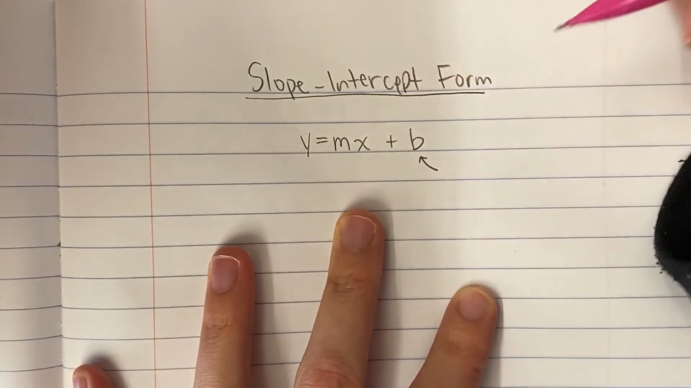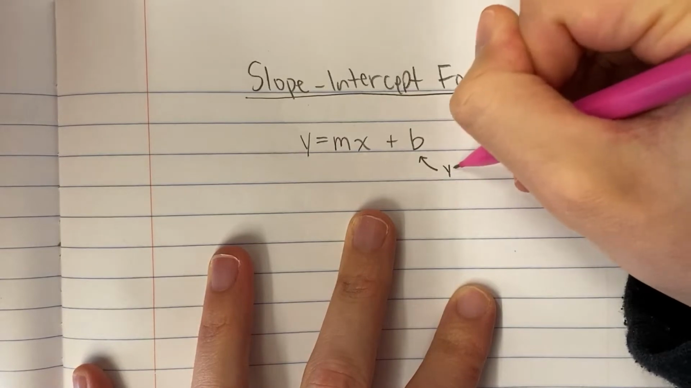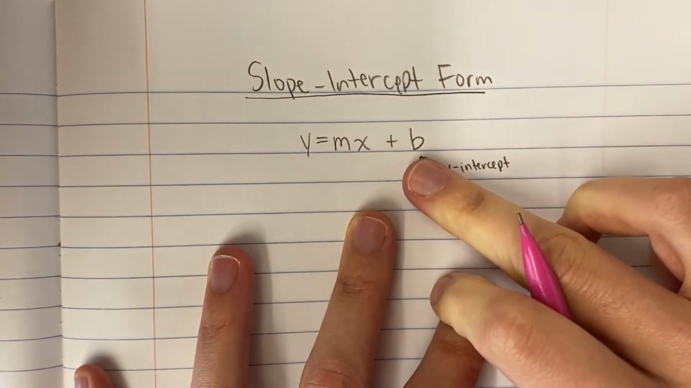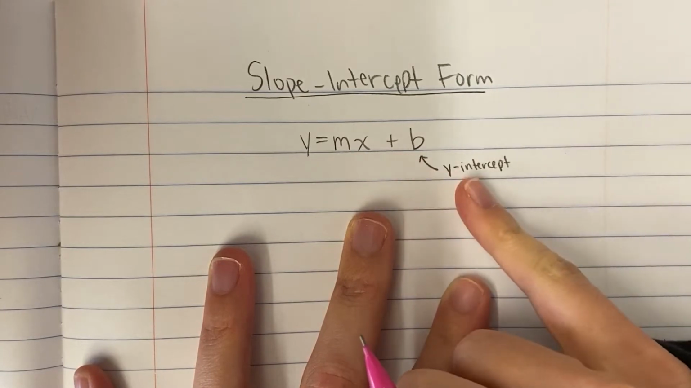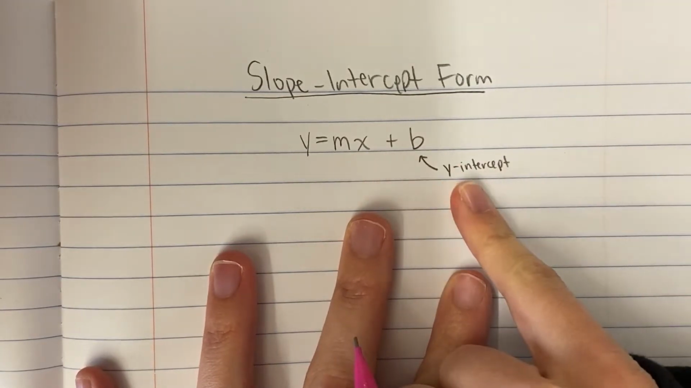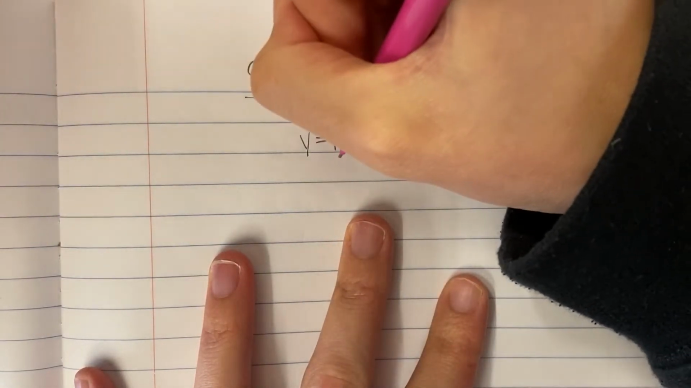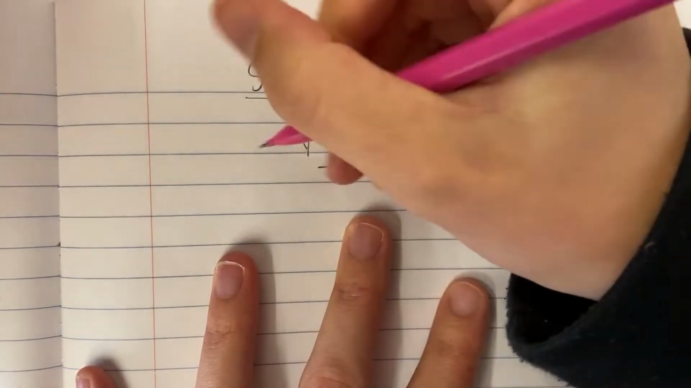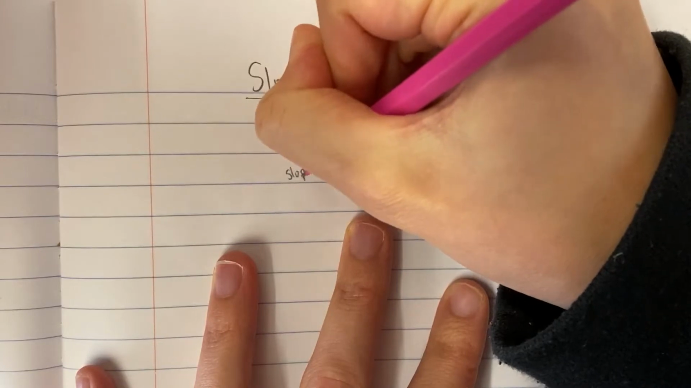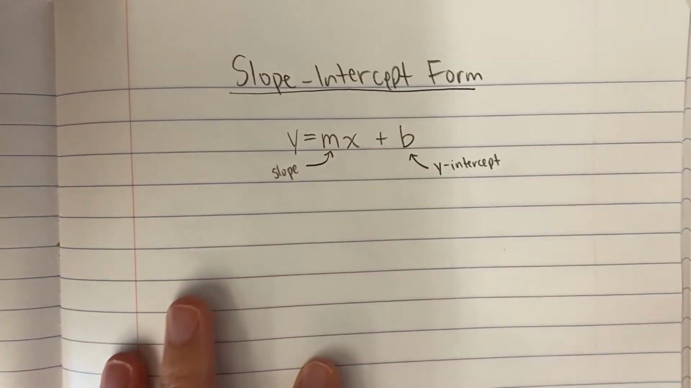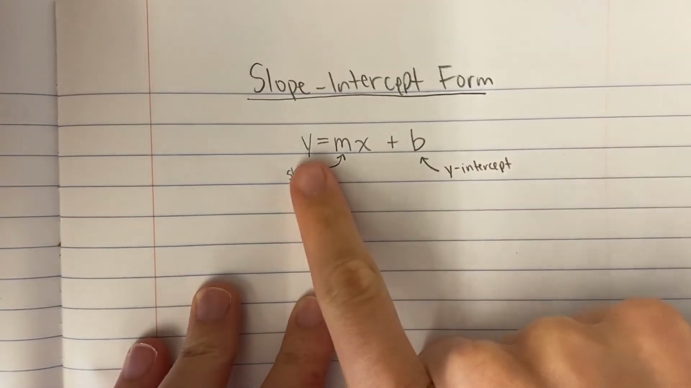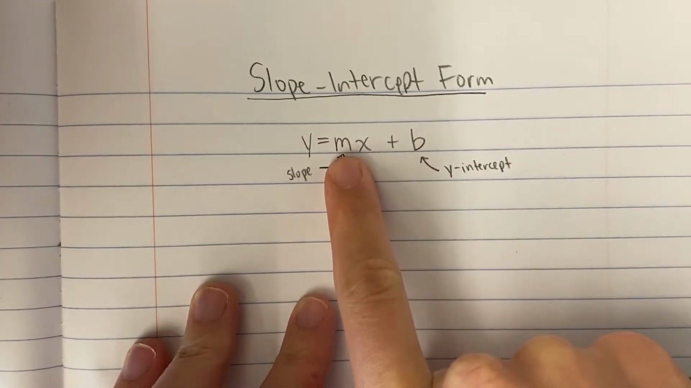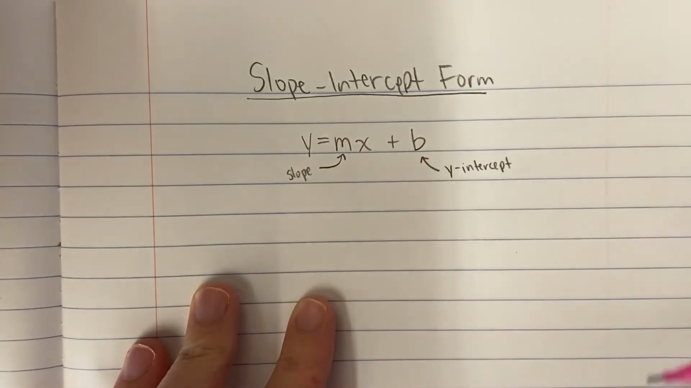This number here, the b, is called the y-intercept. Whatever number's in that position, so if that's a 3, the y-intercept is 3. If that says minus 3, the y-intercept is negative 3. And then this number, m, always represents slope. We saw that in the slope formula. So when we have an equation that looks like this, we can see right in the equation what the slope is and what the y-intercept is.